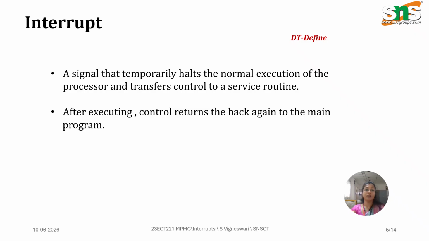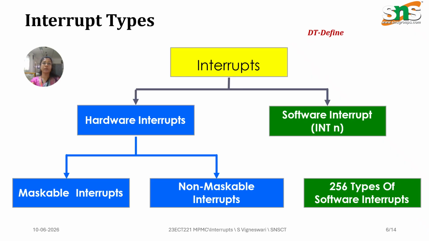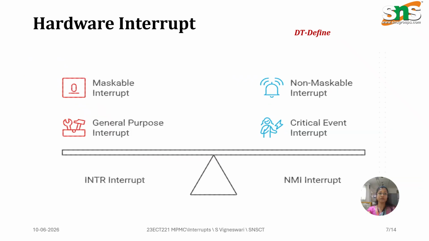Next come the types of interrupts. Interrupts are classified as hardware interrupts, software interrupts, maskable and non-maskable, and there are 256 types of software interrupt. First, let us look at the hardware interrupt. Hardware interrupts originate from external hardware devices, with examples like keyboard requests, power failure signals, sensor alerts, and communication devices. The 8086 provides two hardware interrupt pins, the first being INTR, the interrupt request.